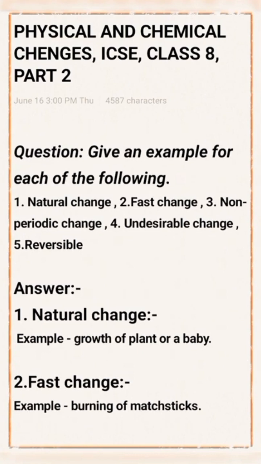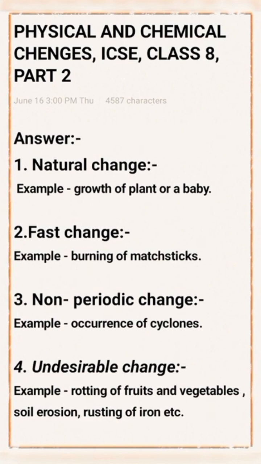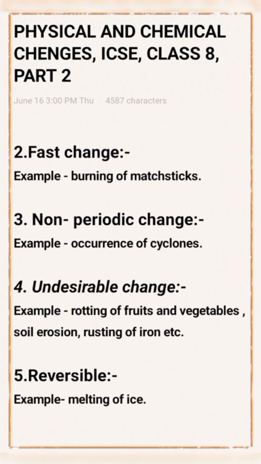Answer: natural change, example growth of a plant or a baby. Number 2, fast change, burning of matchsticks. Number 3, non-periodic change, occurrence of cyclones. Number 4, undesirable change, example rotting of fruits and vegetables, soil erosion, rusting of iron, etc. Reversible, example melting of ice.